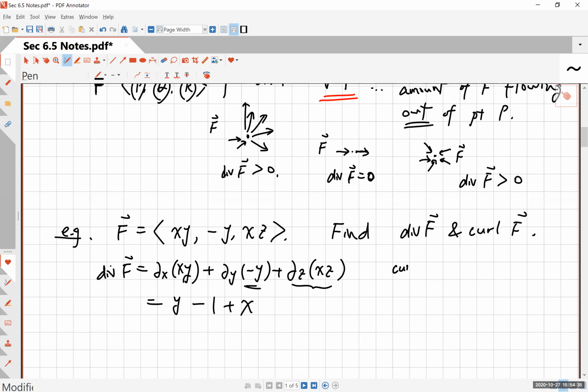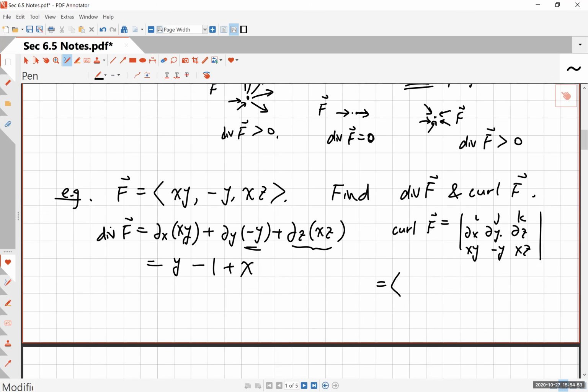So that's exactly what the divergence is. Now the curl of f, you have to do a little more work because it's i j k, partial of x, partial of y, partial of z, and you write xy, negative y, xz. Then you do just like what you did for the cross product. It's this minus that. If you take the partial of xz with respect to y, you get 0. And if you take the partial of negative y with respect to z, that's also 0, right? So the first part is like that. The next part, you do negative of this combination minus this combination.